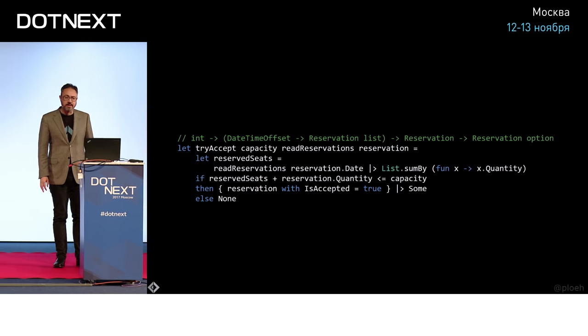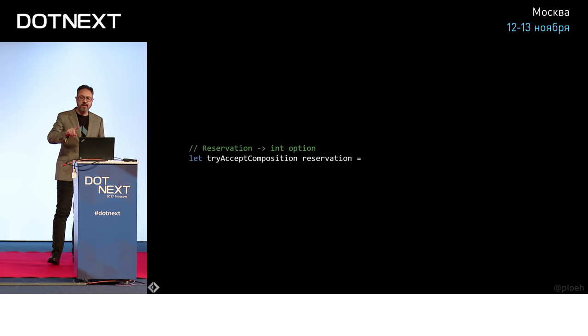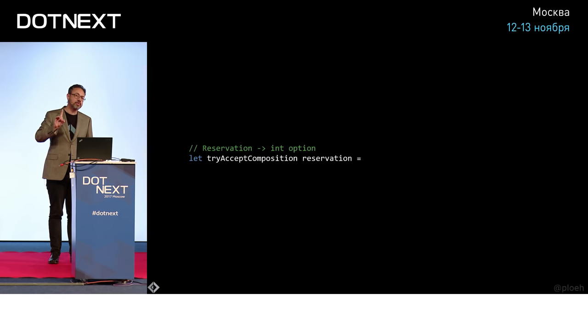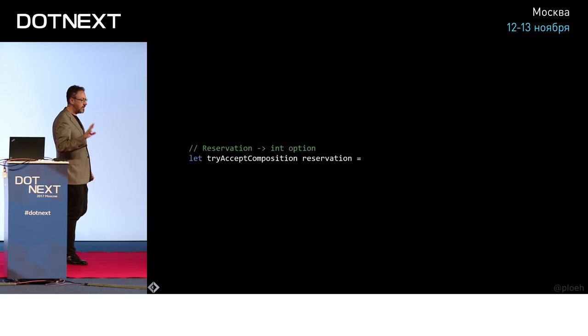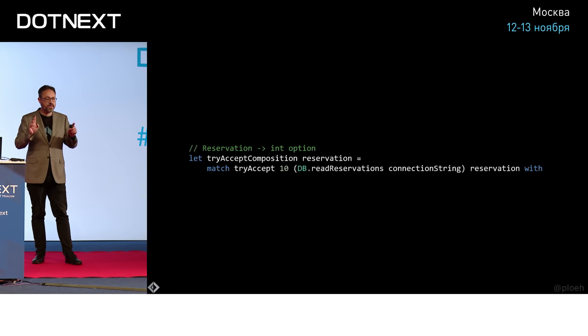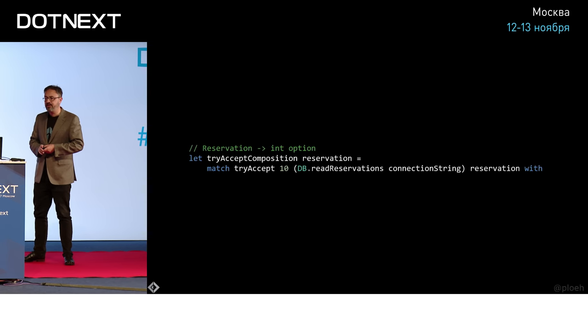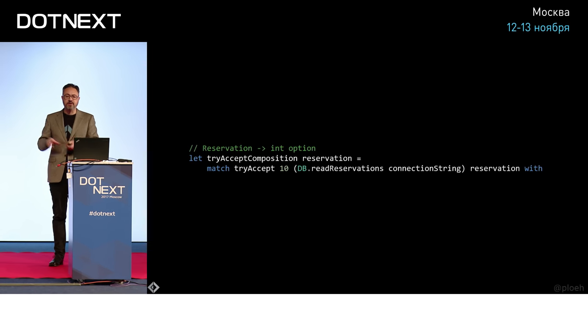So how do we compose that? I'm aiming for the same composition as before. I want this to be a true refactoring. I don't want to change the abstraction, and I don't want to change the behavior. I just want to change how I factor the code. So I can call my new version of try-accept with all three arguments. I can say try-accept 10, and then the partially applied function db read reservations applied with a connection string, and then the third argument is reservation.